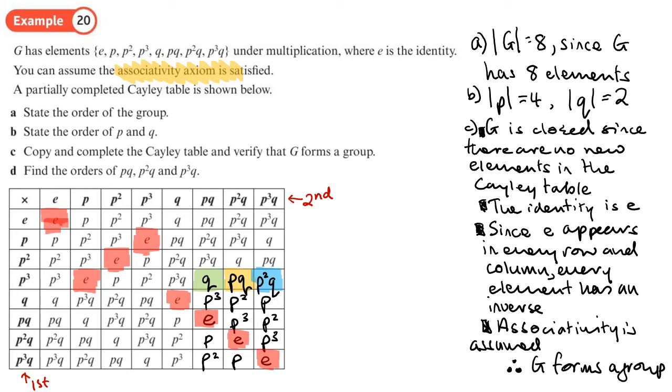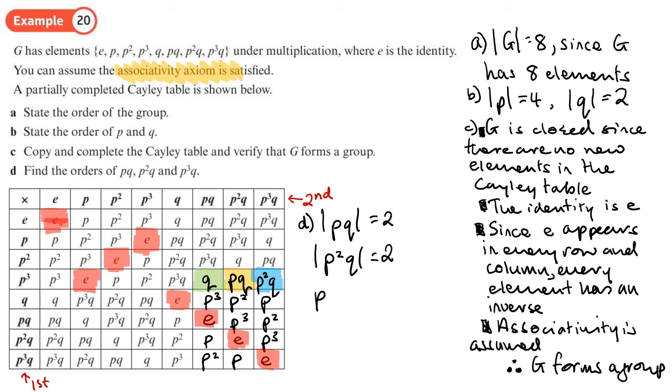And we'll go on to part D, where we want to find the orders of some of the other elements. We'll start with finding the order of PQ. So here we've got PQ. Where does E occur? When we multiply PQ by itself, so it's self-inverse. So the order of PQ is 2. We'll now have a look at P squared Q. So P squared Q is here. Again, it's self-inverse. When we multiply it by itself, we get the identity. So the order is 2.